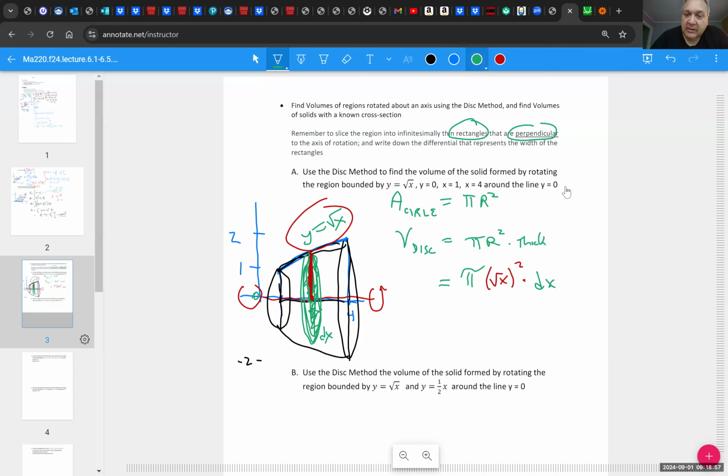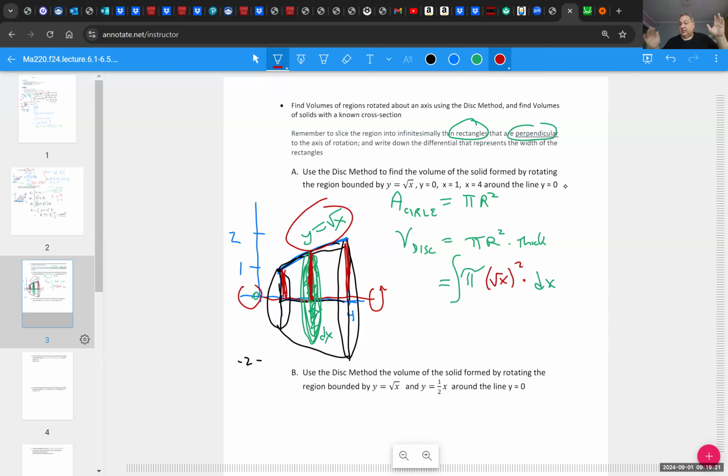And then we're going to be integrating this over all possible values. All possible what values? All possible x values. Because it says dx, we know we have to use x's. All right, so what are the x's? Well, the rectangles that we used started here at the left side of our region and go all the way over here to the right side of the region.